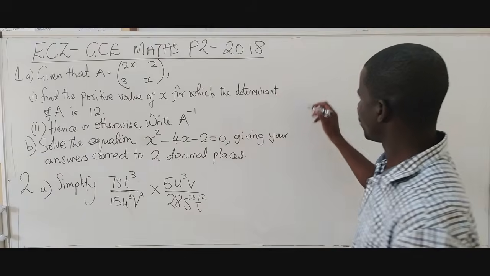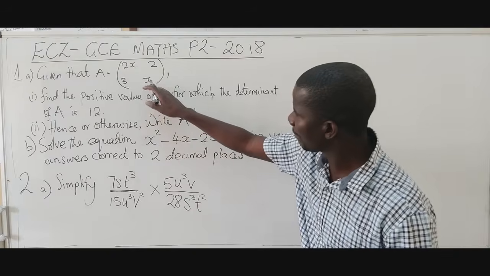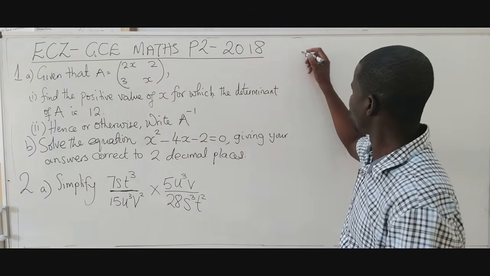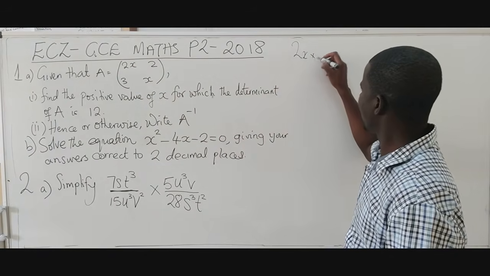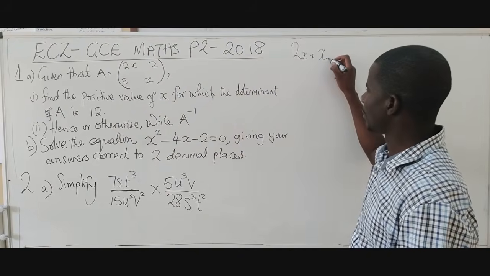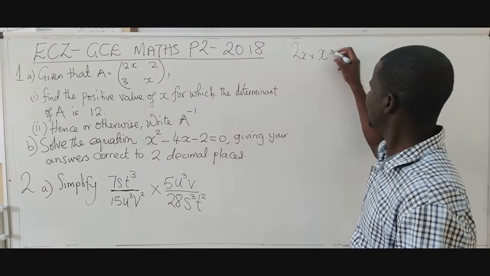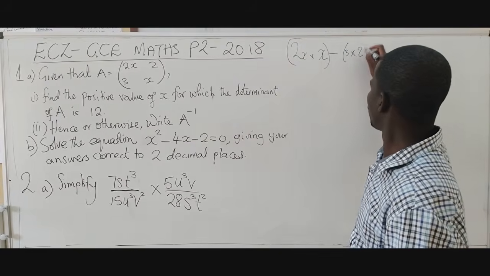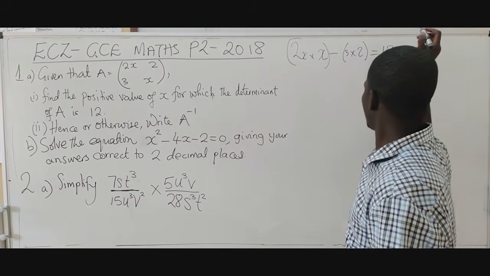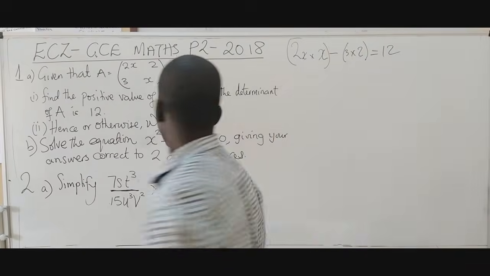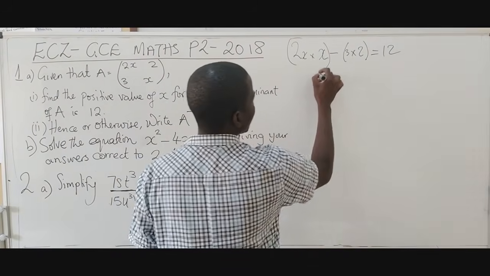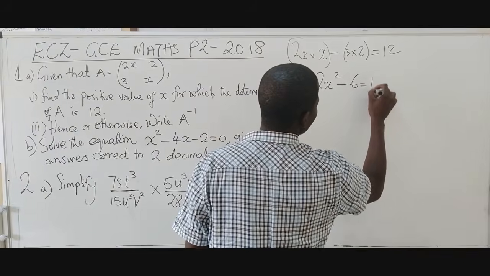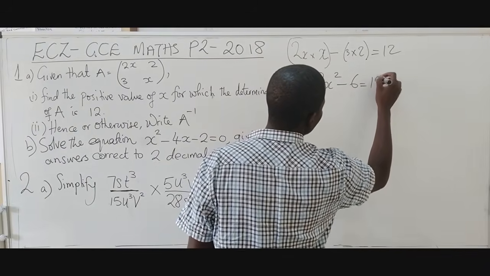So what are we going to do? The expression for the determinant: we multiply the 2 elements in the major diagonal, which will be 2x multiplied by x, minus 3 multiplied by 2, and this must be equated to 12. Then what are we going to get? We're going to get 2x squared minus 6 is equal to 12.